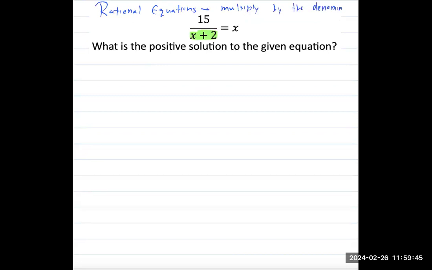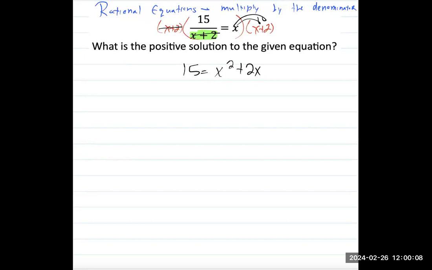In this case, the singular denominator. So we're going to multiply both sides by x plus 2. On the left-hand side, it's going to cancel. On the right-hand side, you're going to distribute x times x plus 2, which gives you x squared plus 2x.